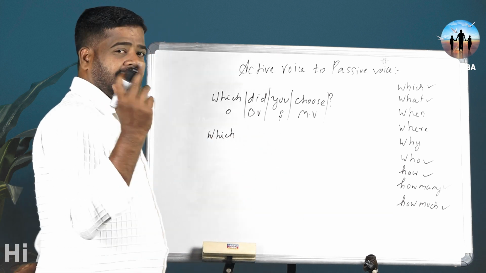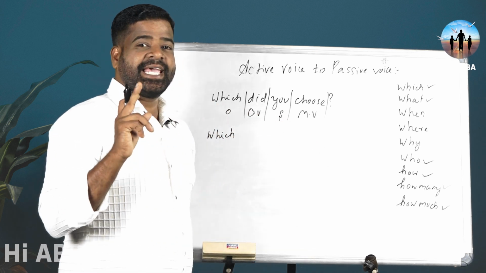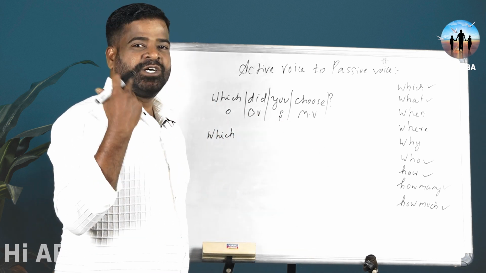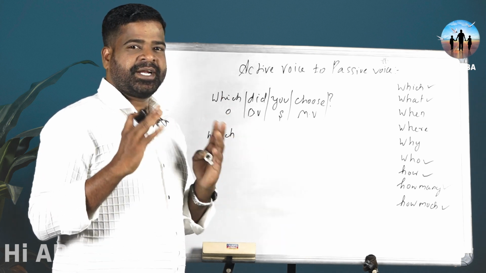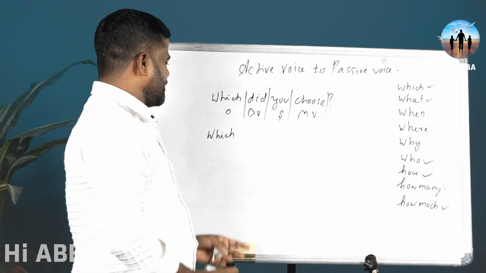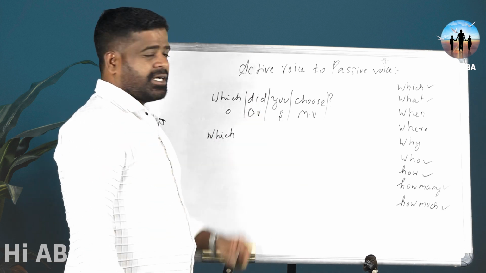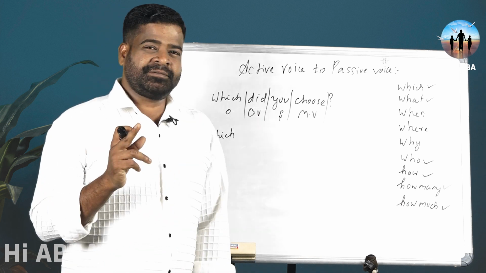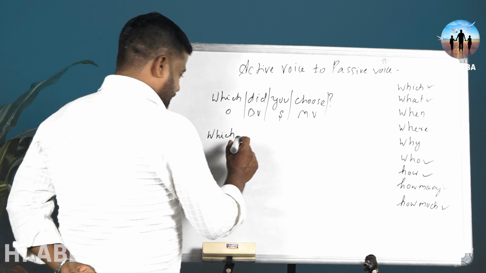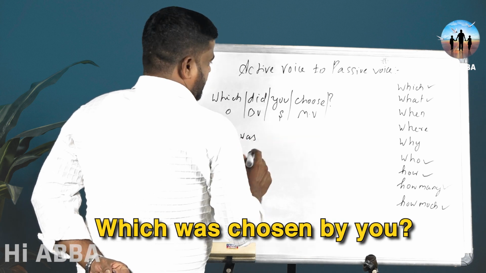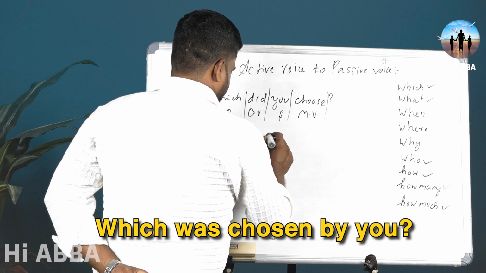Now we have to apply the passive voice formula. Now which is third person singular it, because it is a question, and also which refers to animals or some animate objects or some other things. So which refers to third person singular it, and this is simple past tense, was or were will come, and among them this being a third person singular subject, we are going to write was. Now the main verb is choose, the V3 for choose is chosen.